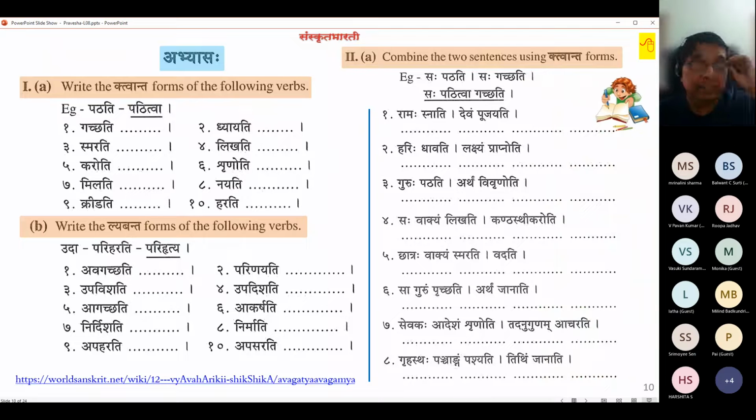Okay, so let us do some abhyasa. We have some minutes before we get our break. So let's do this practice. We crowdsource, very easy. So write the Twanta forms of the following verbs. After completing it, this should go to your scratch book for practice, so that you know the forms of Twantas. Gacchati, patati becomes patitva. Gacchati, gatva. Very easy. Dhyayati, dhyatva.